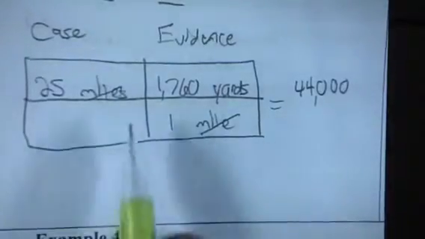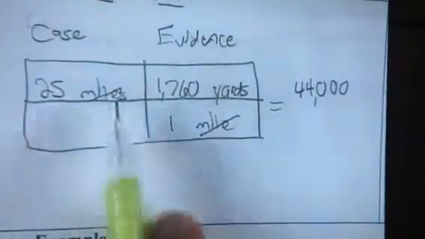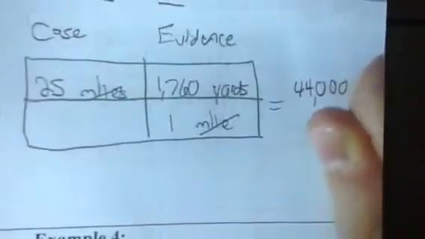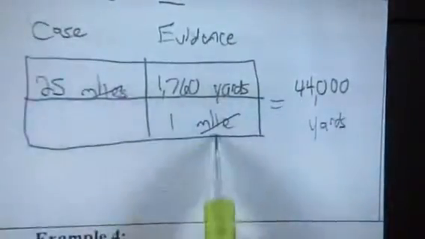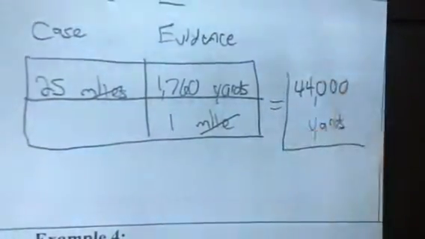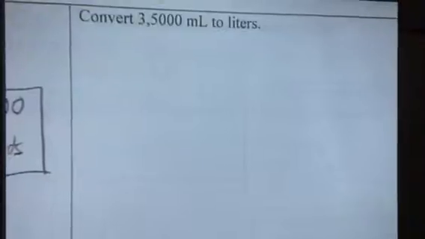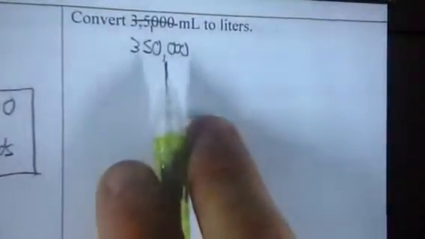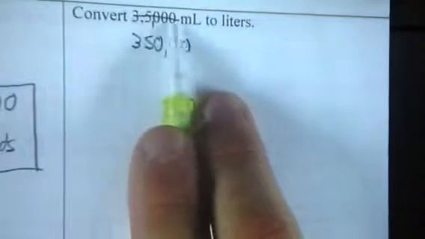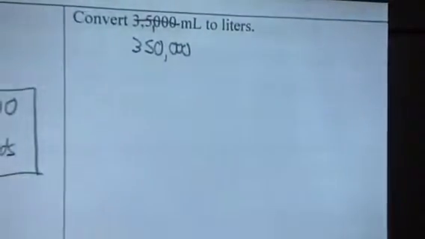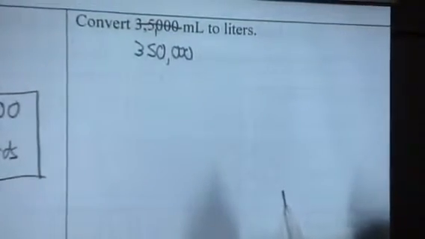44,000, and the only unit that is left is yards, because my miles have canceled. All that's left is yards. Alright, next thing I've got to convert. 3,005, that's the wrong decimal. That should be right there. Put a mark to that. That comma, not decimal, that comma was in the wrong place because we had 3 zeros right here. So convert 350,000 milliliters to liters.